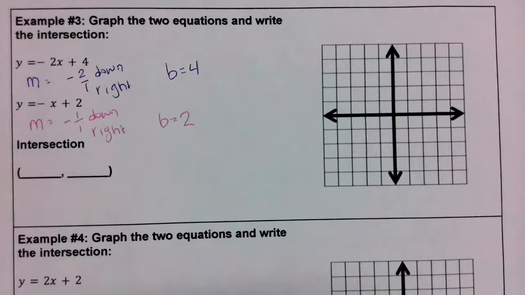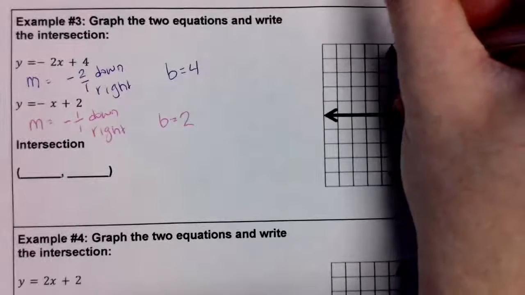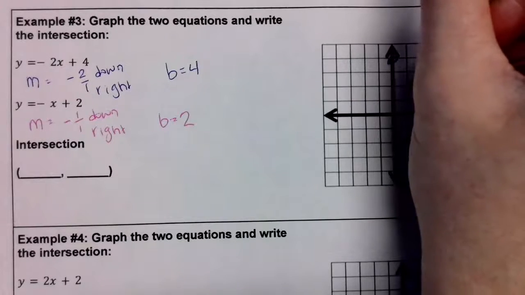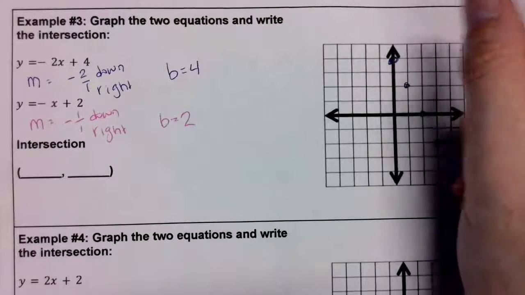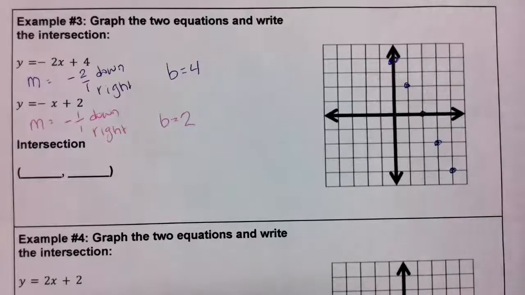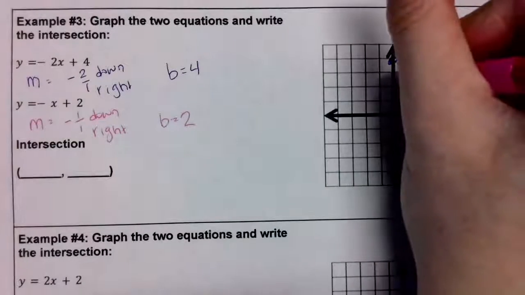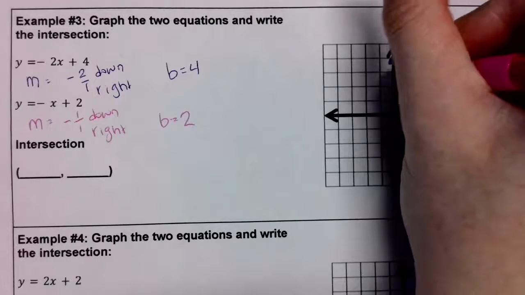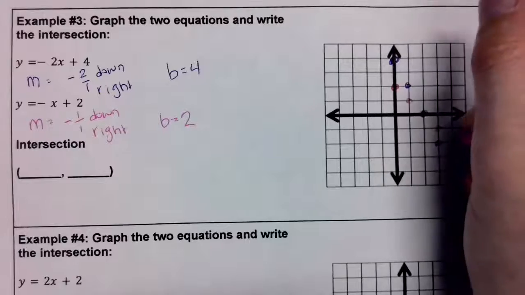Now try to graph the equations as well. Try to graph them yourself and see where you end up. Welcome back. We should have had 4 here, 2 over 1, 2 over 1, 2 over 1, and then we should have had 2 here, 1 over 1, 1 over 1.